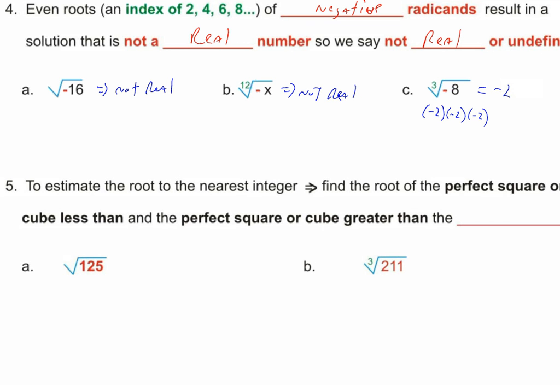Can you have a negative radicand and an even index? No, not real. You need to recognize that. You need to recognize that. All right.